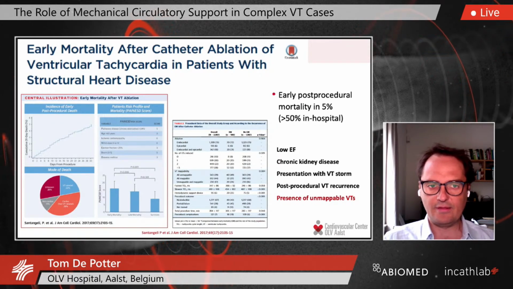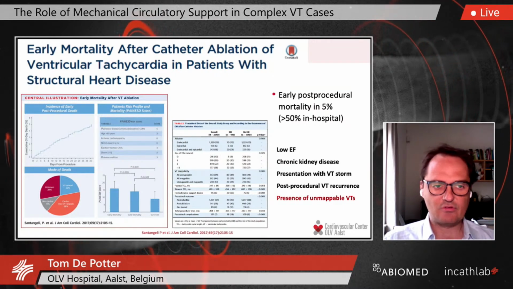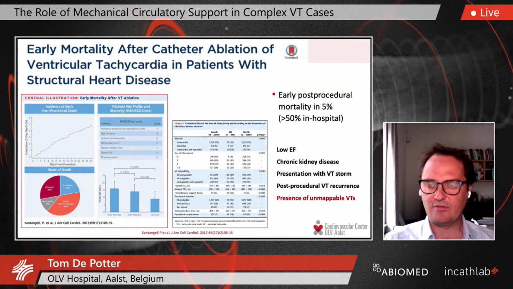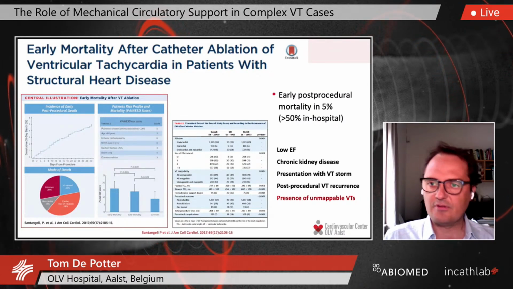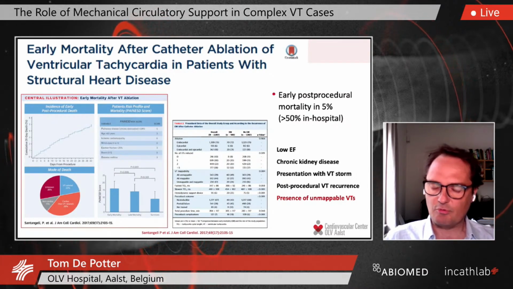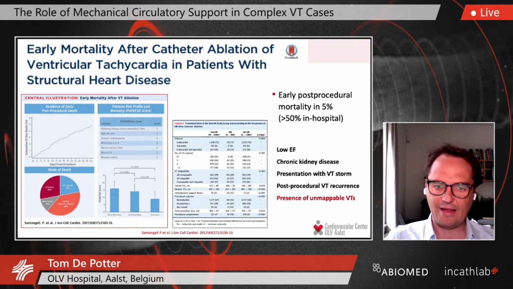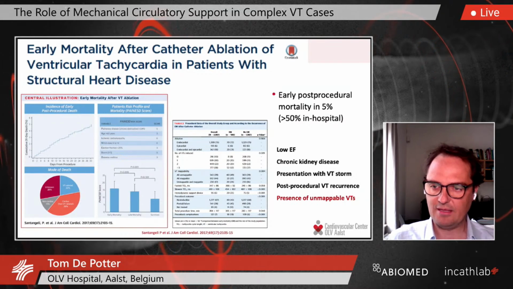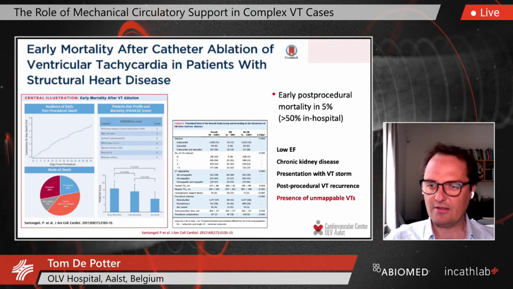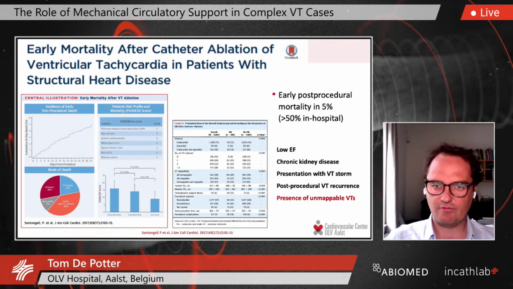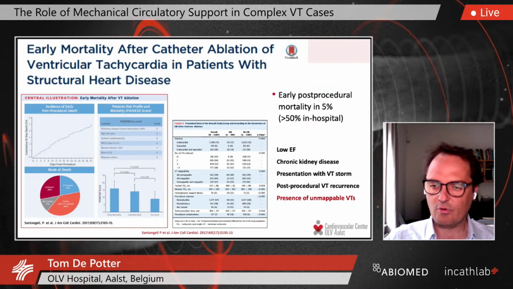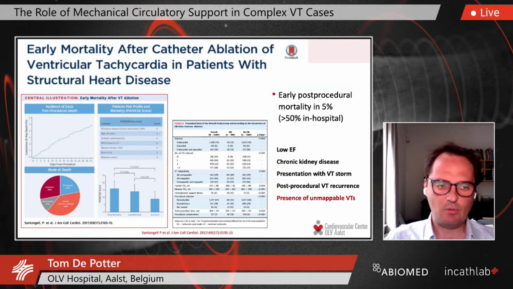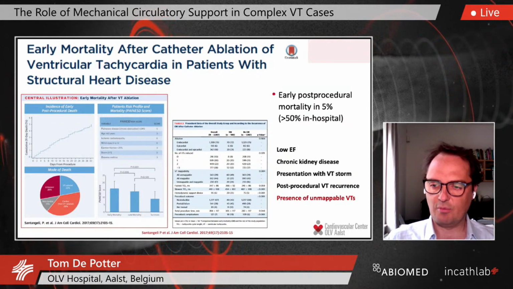contributing to a score in this PAINESD score where a threshold of 15 or more indicates a substantial risk of early mortality. And in this particular study, an early post-procedural mortality was observed in 5% of patients, more than half of them while still in hospital. Risk factors for early mortality being low ejection fraction, chronic kidney disease, VT storm, and recurrence of VT, as we've seen before. And also, of course, interestingly and intuitively, once you start thinking about it, the presence of unmappable VTs.